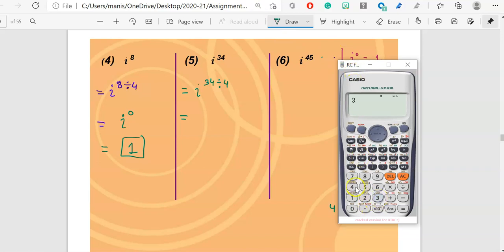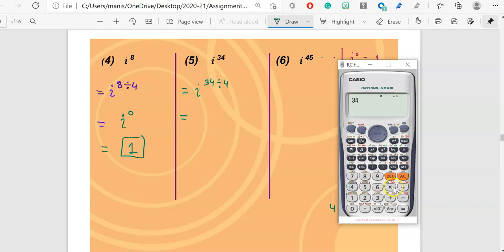So when I divide 34 by 4, do keep in mind we need the remainder, not the quotient. It gave me 8.5. Now you forget about the 8, and only take the part with the decimal, which is 0.5. You take your 0.5 and multiply by 4. When you do this step, you end up with the remainder. So what is the remainder? 2.